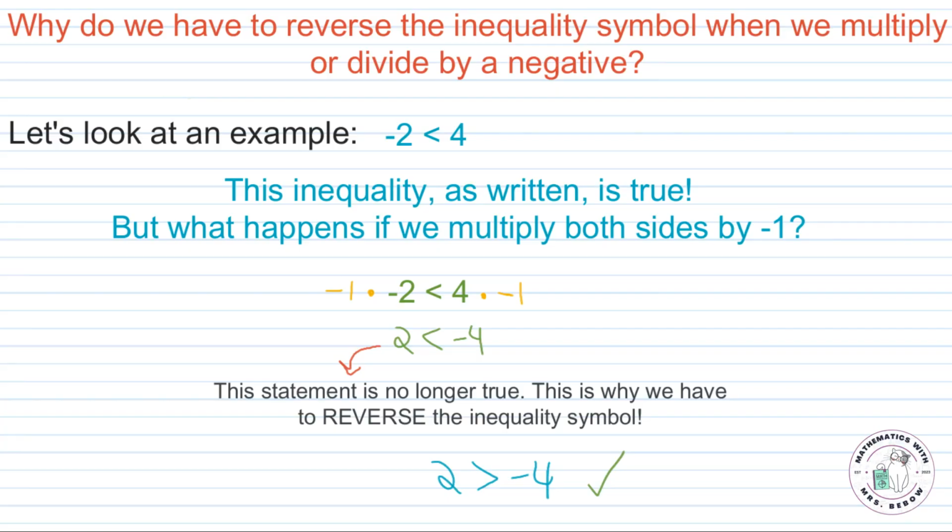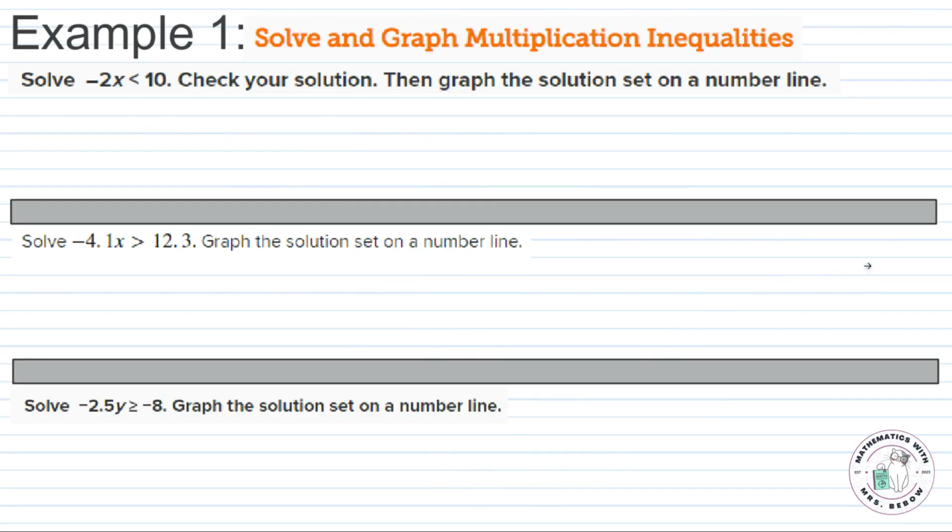Let's put that into action with some examples. On this one, we're going to solve and graph multiplication inequalities, and you're going to notice that in front of every single variable, there is a negative: -2, -4 1/10, -2 1/2. For this first one, our steps to solve are very similar. We just have a little trick that we have to worry about at the end.